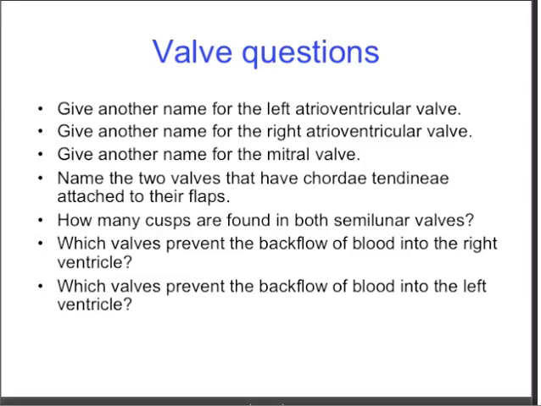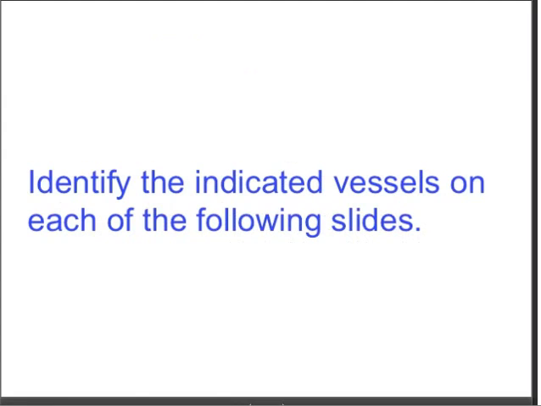How many cusps are found on each semilunar valve? That would be the aortic and the pulmonary, and the answer is 3. Which valve prevents the backflow of blood into the right ventricle? The answer there is the pulmonary semilunar. And which valve prevents the backflow of blood into the left ventricle? That would be the aortic semilunar.